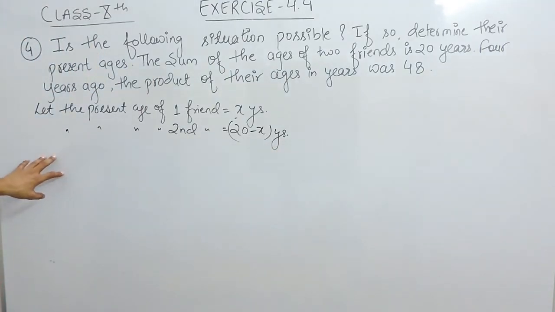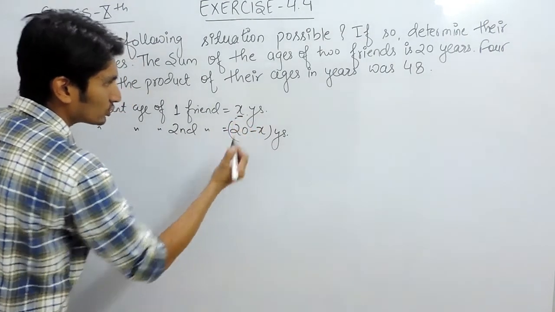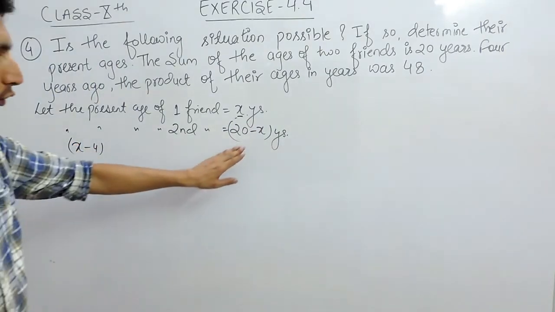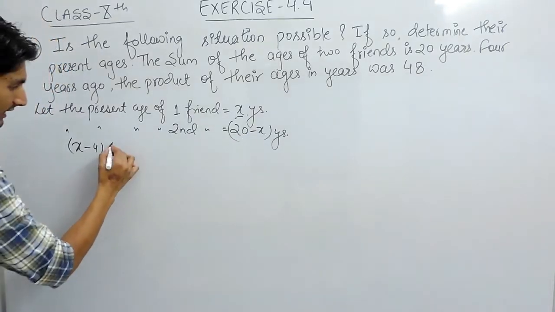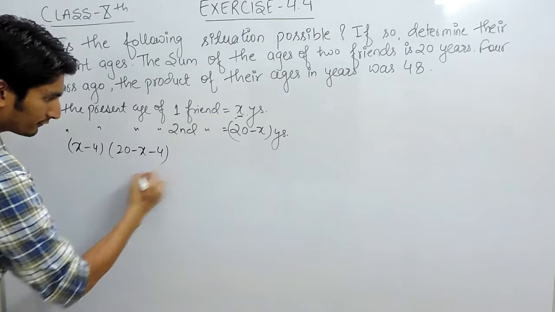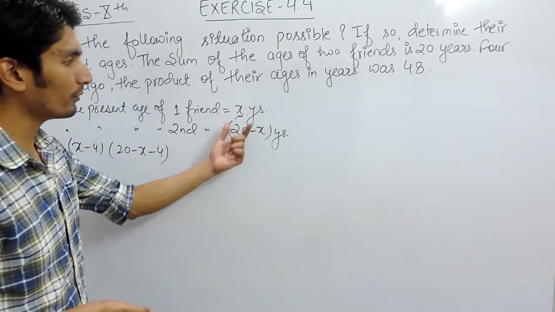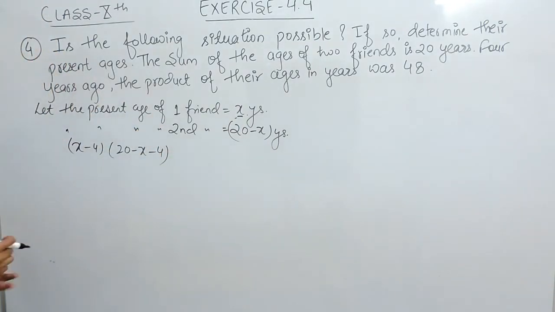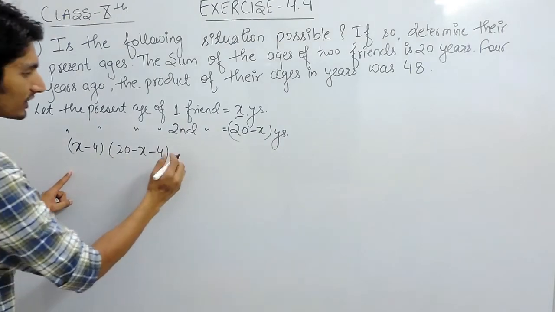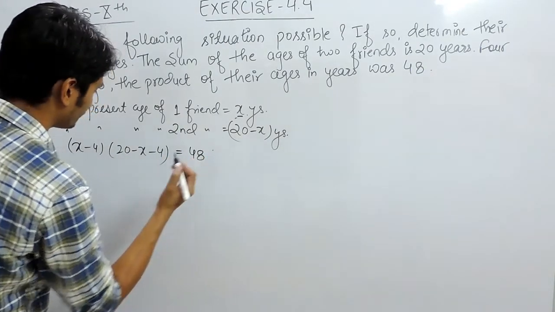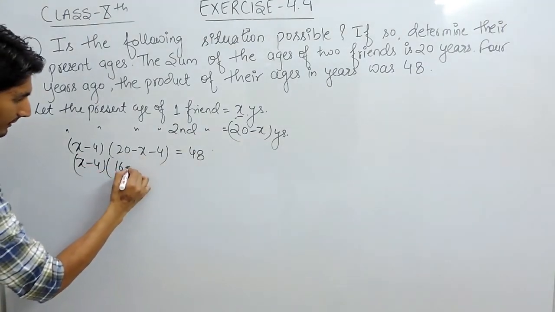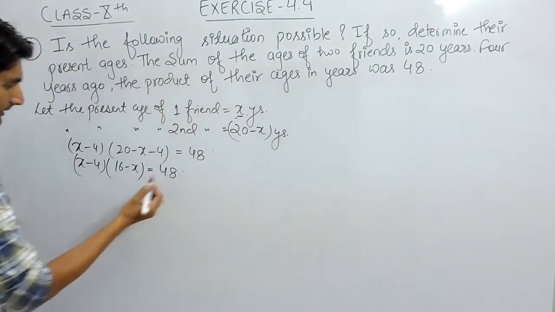In the second part it is given that 4 years ago, clearly 4 years ago, the age of this friend must be x minus 4, and similarly 4 years ago this friend must be 20 minus x minus 4, that is 16 minus x years. Means we have to subtract 4 years from both the ages to find the ages of these two friends 4 years ago, and the product, means their multiplication, is equal to 48. So solving this, x minus 4 times 16 minus x equals 48.